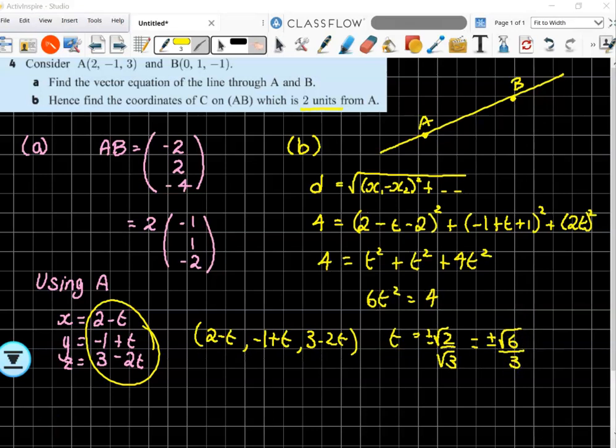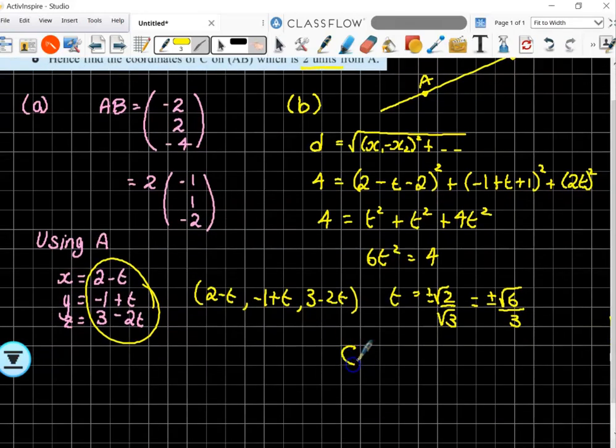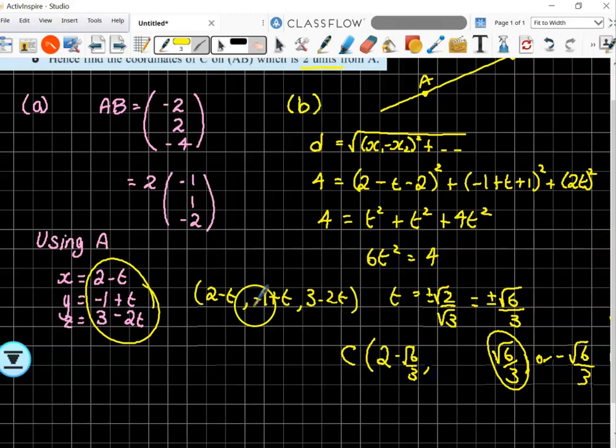That is not the question done, because what is actually our coordinate of C? Our coordinate of C, we're going to slot it back in here. So it could be 2, now if we've got positive root 6 on 3 or negative root 6 on 3. So if we're taking the positive, and now I'm going to run out of room, it will be 2 take root 6 on 3, and then negative 1 plus root 6 on 3, and then you've got your Z value, yes?